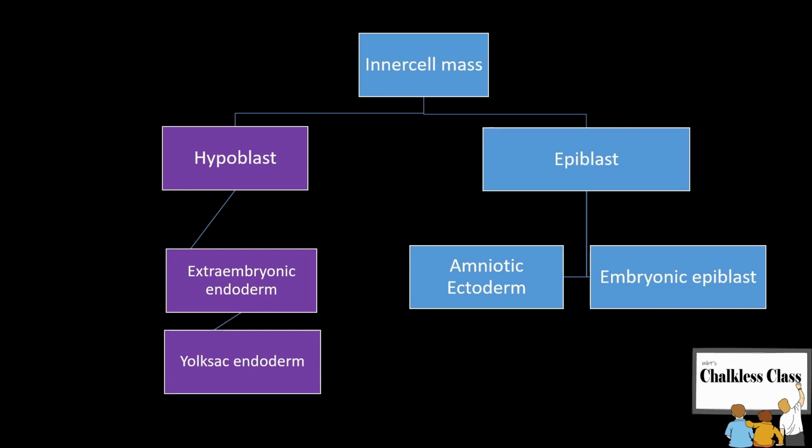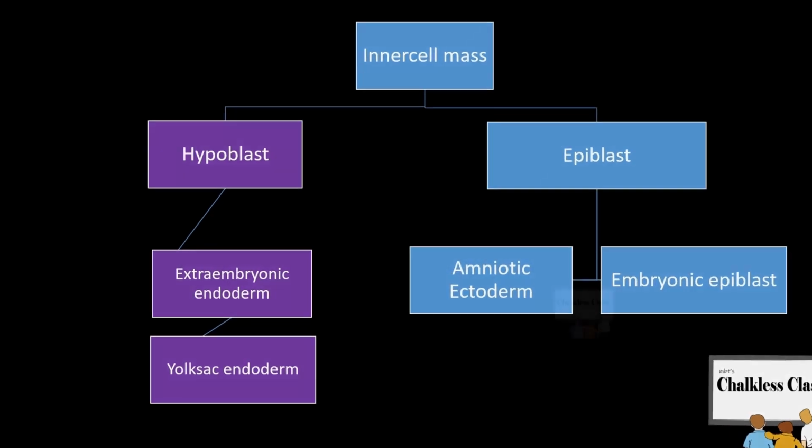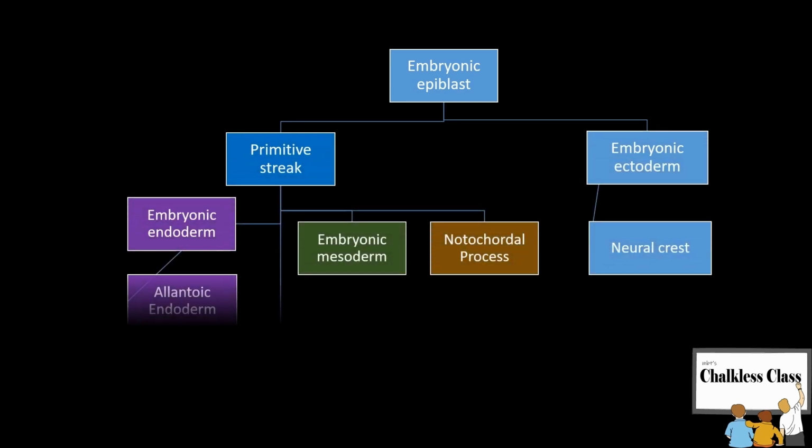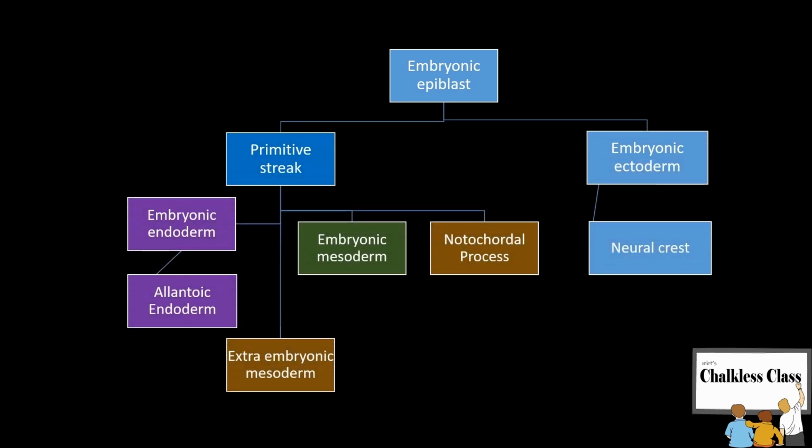From hypoblast, extraembryonic endoderm and yolk sac endoderm develop. Amniotic ectoderm and embryonic epiblast form from epiblast. On the upper surface of the embryonic epiblast, the cells show migratory movements and form a primitive streak. Morphogenetic movements of the cells through primitive streak result in the formation of embryonic endoderm, embryonic mesoderm, allantoic endoderm, extraembryonic mesoderm, and notochord. From embryonic ectoderm, nervous system and neural crest are produced.